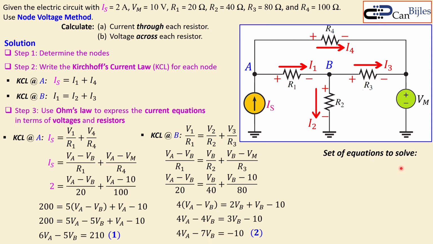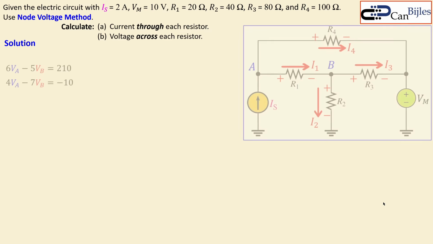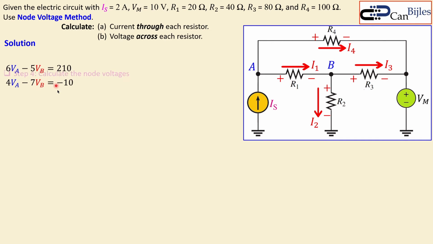Okay, the set of equations to solve are these two. So we have equation number 1 and also equation number 2. So let's bring them together and then move on. Now, step 4 is to calculate the node voltages VA and VB. Using this, what can we do? We can recognize the following.